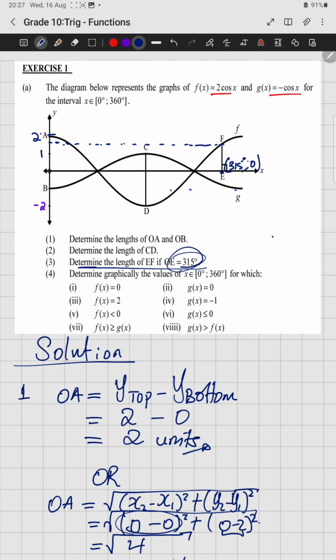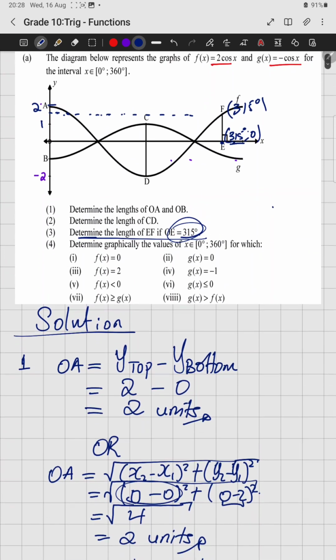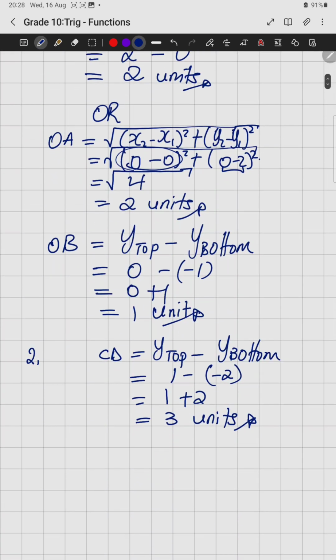All right, but now it's easy because point F is on graph F. There is the equation for graph F, and we're given the angle. The angle that we are given, which is 315, that x value is the same x value for F as well. Why? Because they're on a straight line. They share the same x value. So we're just going to take that 315 and put it in the place of x to get the y value at F. And from there we just work it out. So that is number 3.